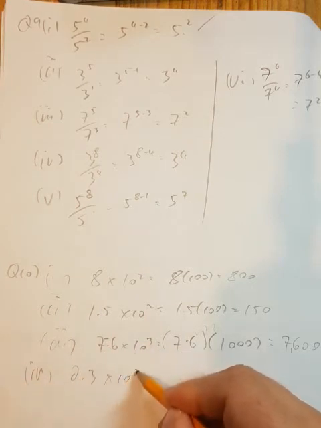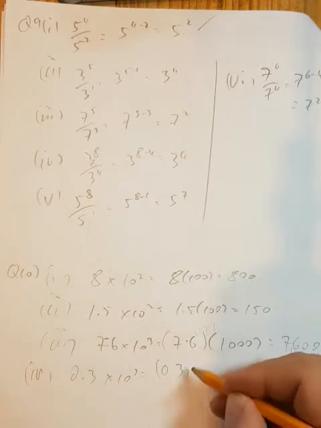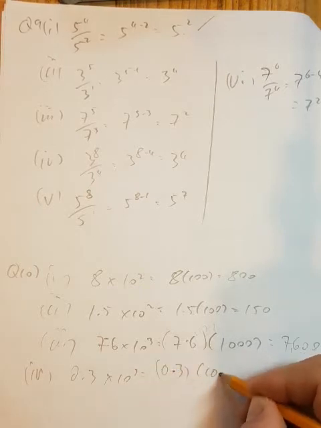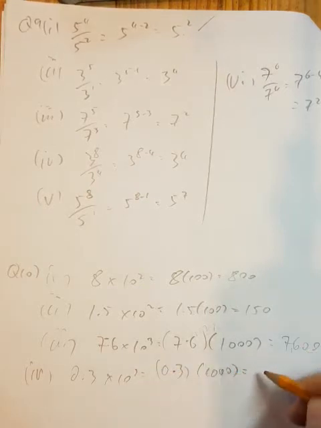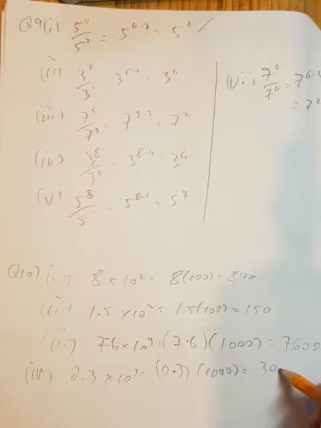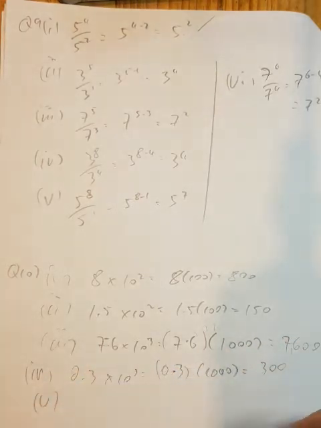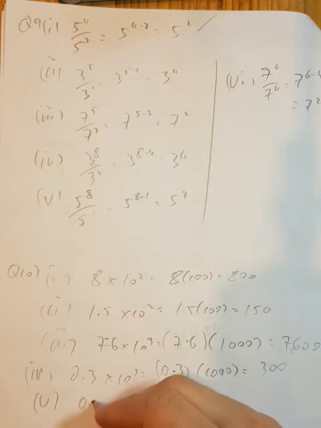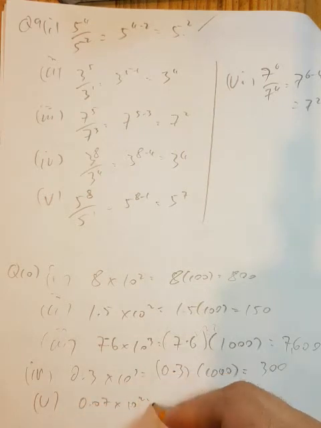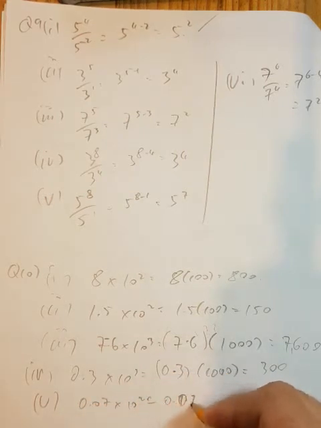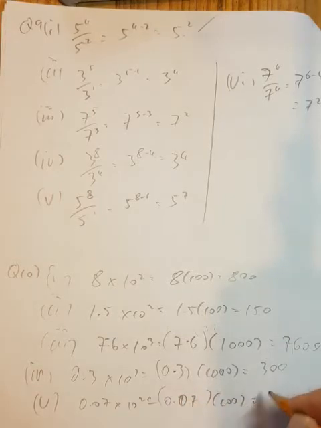0.3 by 10 cubed, which is 0.3 by 1,000, which is 300. 0.07 by 10 squared is 0.07 by 100, which is 127.